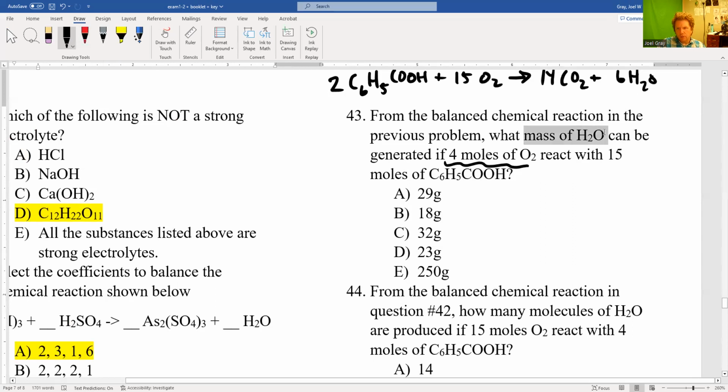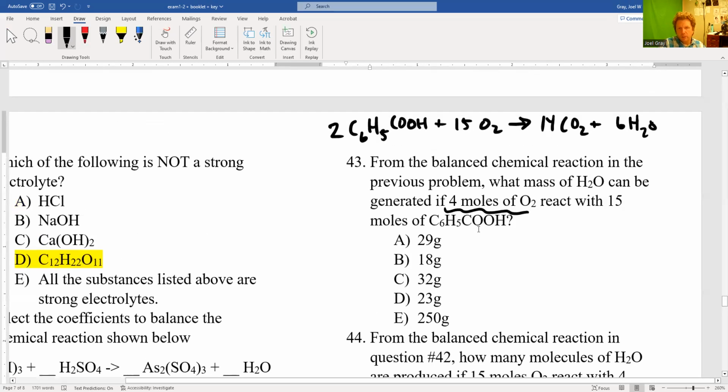mass of H2O that can be generated. We've got 4 moles of O2 and 15 moles of C6H5COOH. Okay, so this question requires us to figure out which is our limiting reactant. We know that if we have 2 moles of C6H5COOH, we need 15 moles of O2. Do we have 15 moles of O2? We don't.